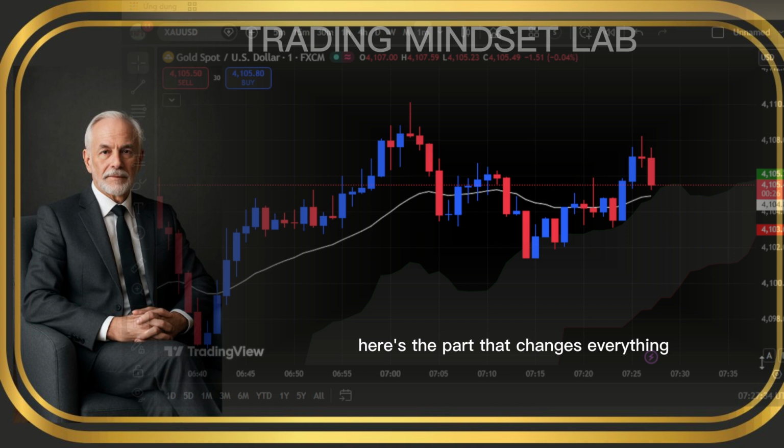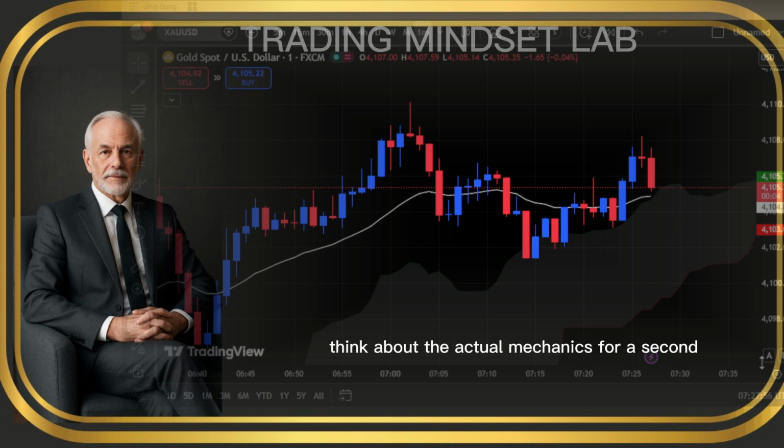Here's the part that changes everything about how you look at a chart from now on. When you see a stock sitting flat, boring, going nowhere for weeks, that's not dead price action. That's the most dangerous phase on the entire chart, because that's exactly when institutions are quietly building a position they cannot buy all at once without moving the market against themselves.